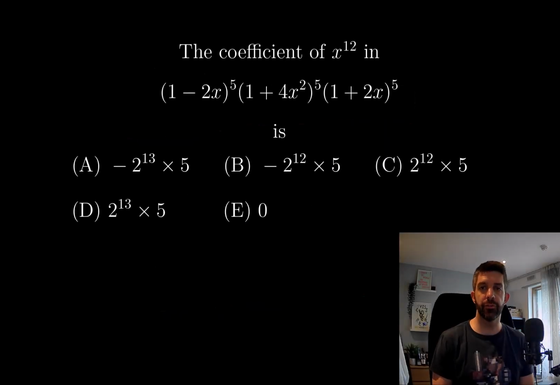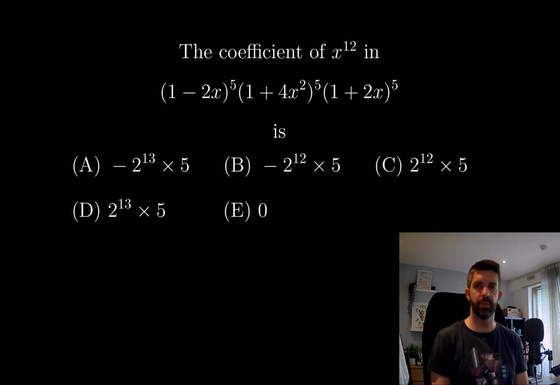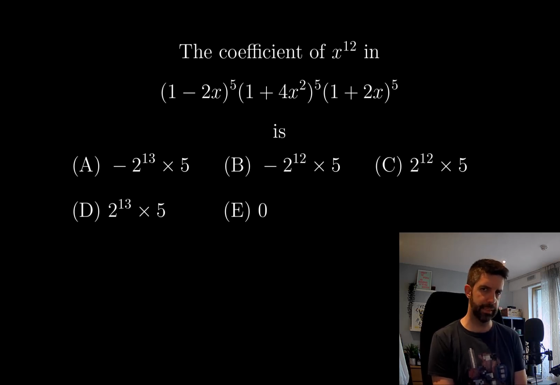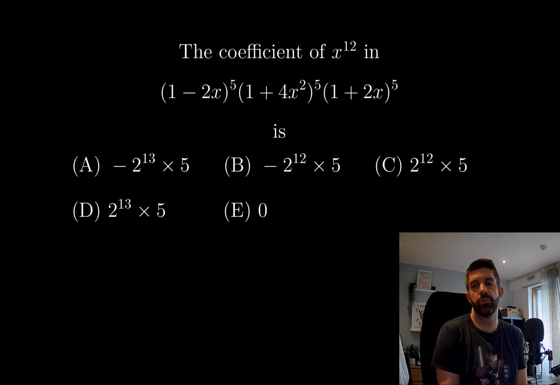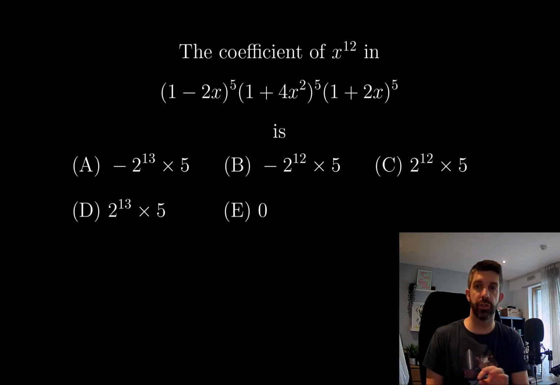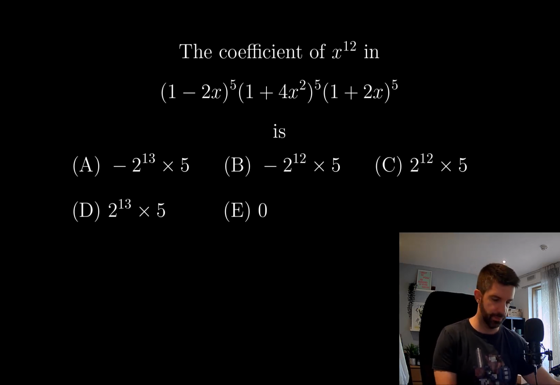The coefficient of x to the 12 in this polynomial is one of these numbers. Okay. So, I don't want to manually expand this, of course. I suppose we're just using some kind of version of the binomial theorem and trying to keep track of where powers of x equal to 12 could come from in each of these terms. Let me write out the polynomial.